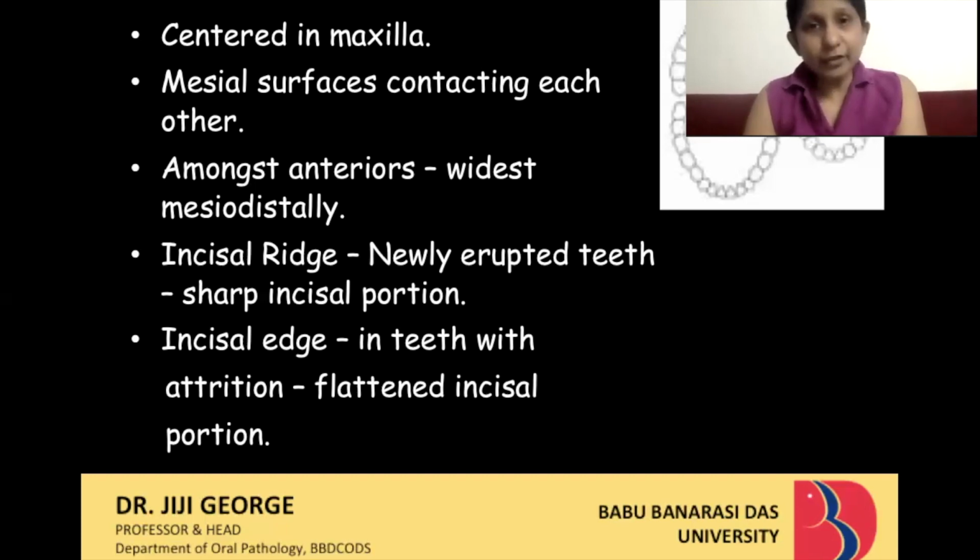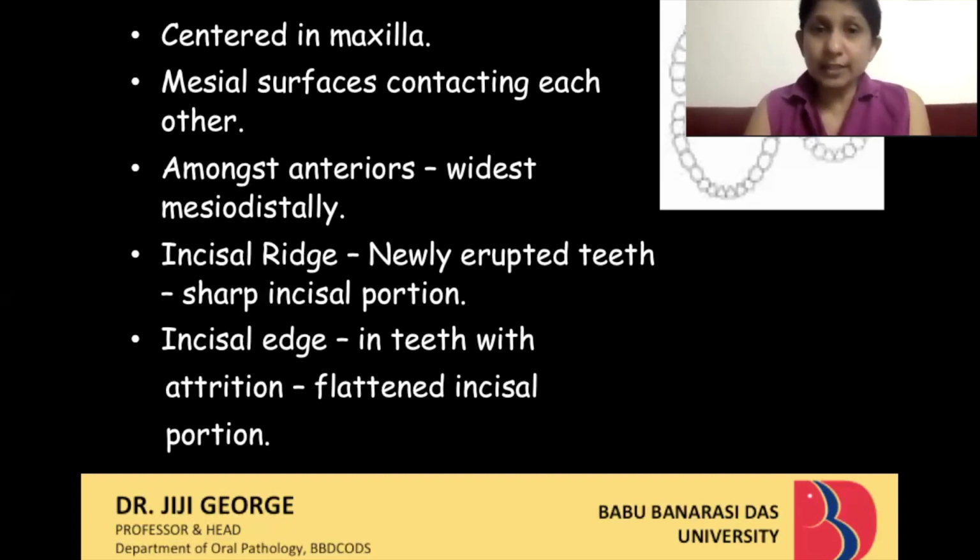But then gradually, when the baby starts eating food, there's a lot of friction, due to which these incisal ridges become flatter, and then we call it an incisal edge. This flattening of the incisal ridge is called attrition. Attrition is a very physiological process of regressive alteration which is seen on the tooth surface. It will be seen on the cusp tips in posterior teeth and on the incisal tips in the anteriors.